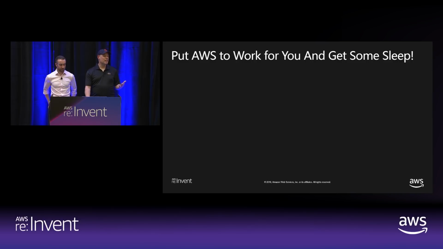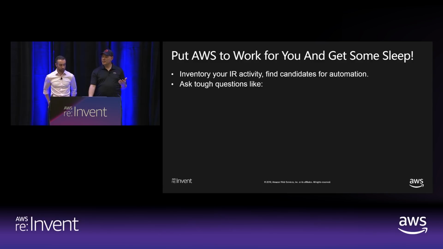So what we're learning about today is how we can put AWS to work for us so that we can get some sleep. Automation of various security-related workflows is the key to getting that much-deserved downtime, the free cycles that you need. You need to look around and find the opportunities to automate. In incident response, there will be candidates that are ripe for automation. You'll have to ask some tough questions, though, to figure out what you will actually automate.